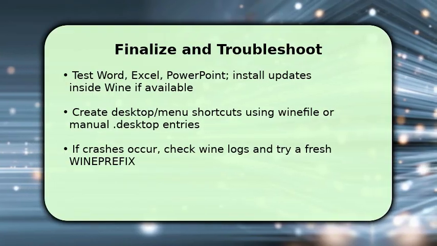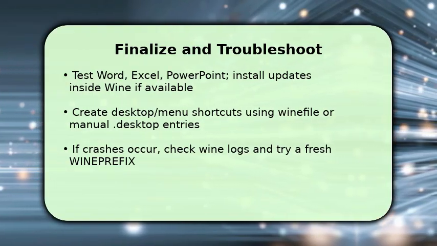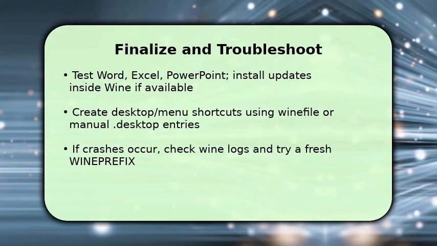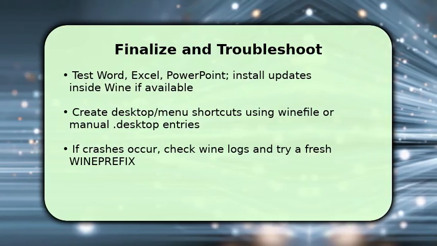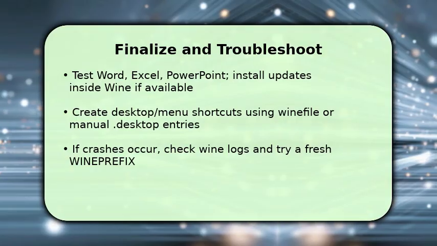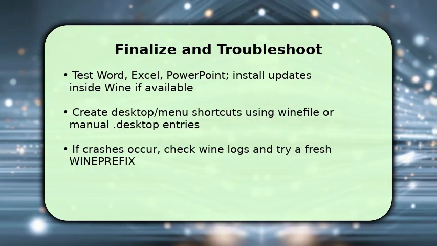If an app crashes, check the Wine log for missing DLLs or permission errors, and try recreating a clean Wine prefix before repeating the install. This reset often resolves corrupted registries or conflicting libraries, making Office stable in Kali.